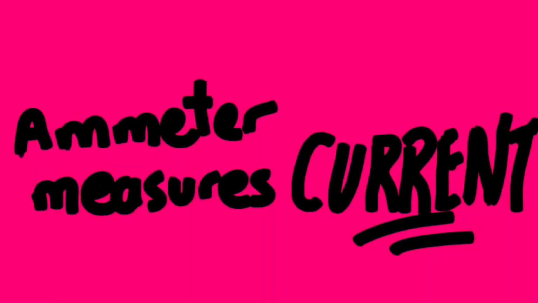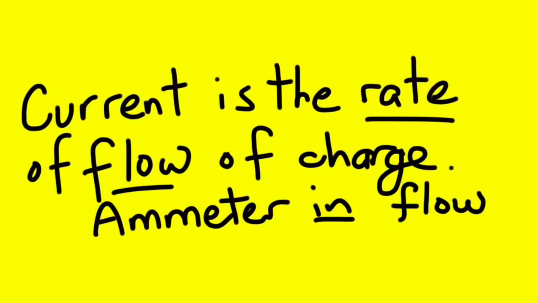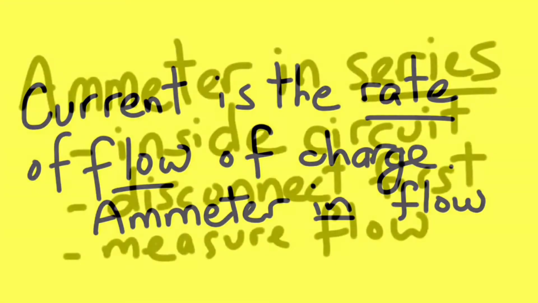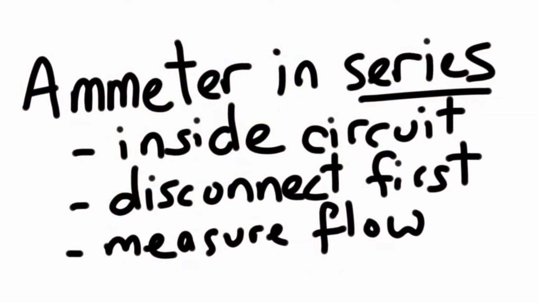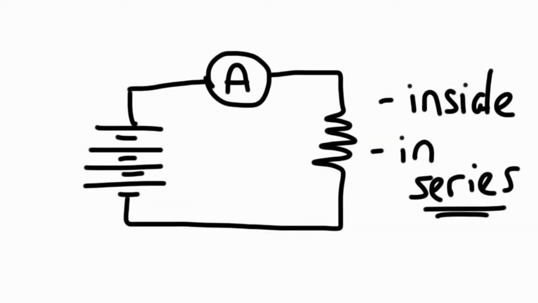Remember, the ammeter measures the current. And since current is defined as the rate of charge flow, you have to put the ammeter inside the flow. Therefore, the ammeter is in what is called in series. You have to disconnect first, put that thing inside the circuit, like is shown there.